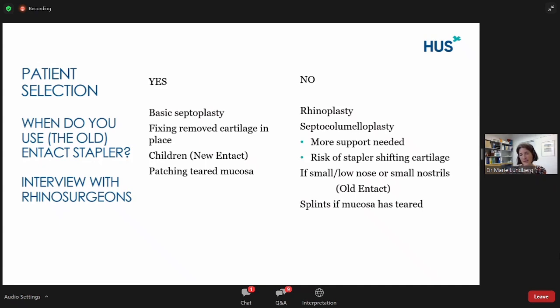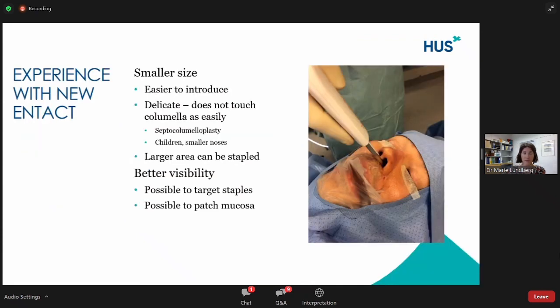Very few use it, or nobody uses it in rhinoplasties. Very few use it in septocolumellaplasties, thinking that you shouldn't move the columella, and it needs a little bit more stabilizing. Actually, I've now used it in a few septocolumellaplasties. If the columella is very well fixed, I don't see why I couldn't staple behind the columella. And they've become very good. So I think it works. With the new one, you get better visibility. You can target the staples a little bit better, and you can use it in small noses.